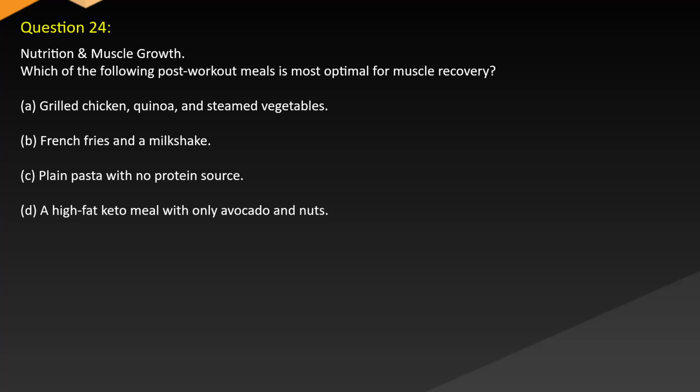Which of the following post-workout meals is most optimal for muscle recovery? A. Grilled chicken, quinoa, and steamed vegetables. B. French fries and a milkshake. C. Plain pasta with no protein source. D. A high-fat keto meal with only avocado and nuts.